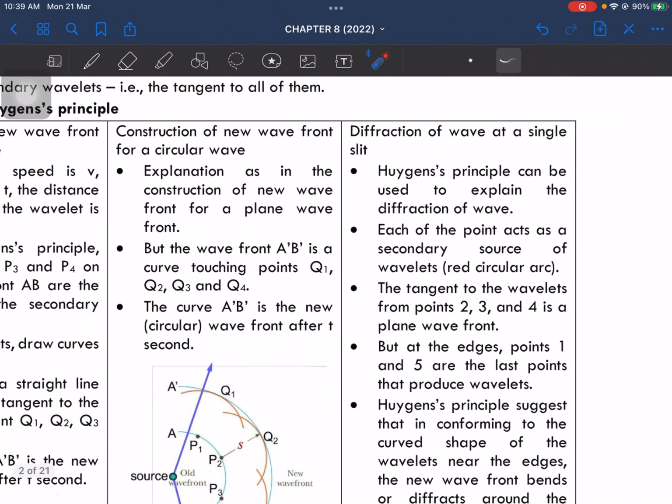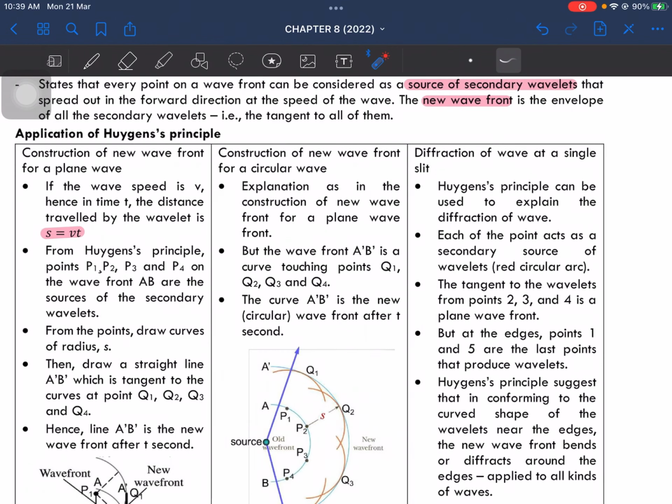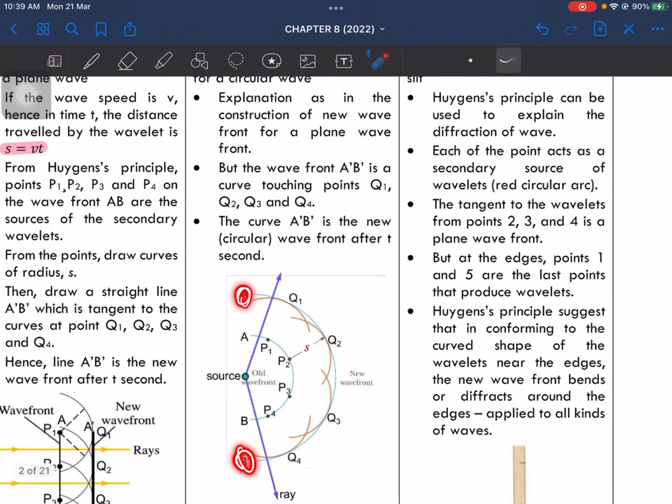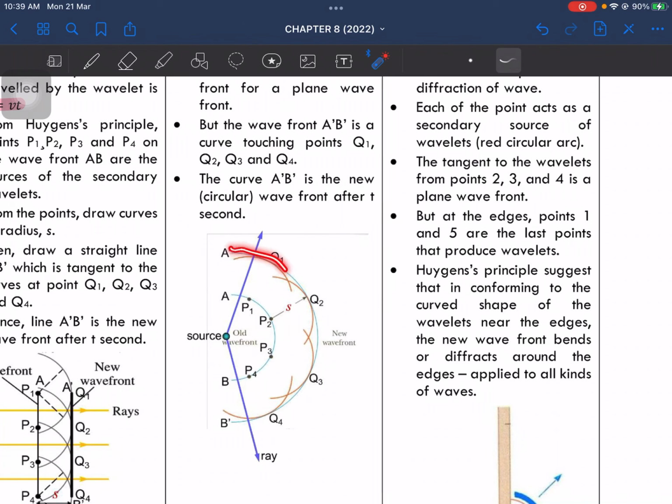Then we can also apply it for a circular wave. The explanation is the same, but the wavefront AB is a curve instead of a flat, straight line. It is a curve, which is this one here, so it would be touching points Q1, Q2, Q3, and Q4. This curve is the new circular wavefront after a few seconds.